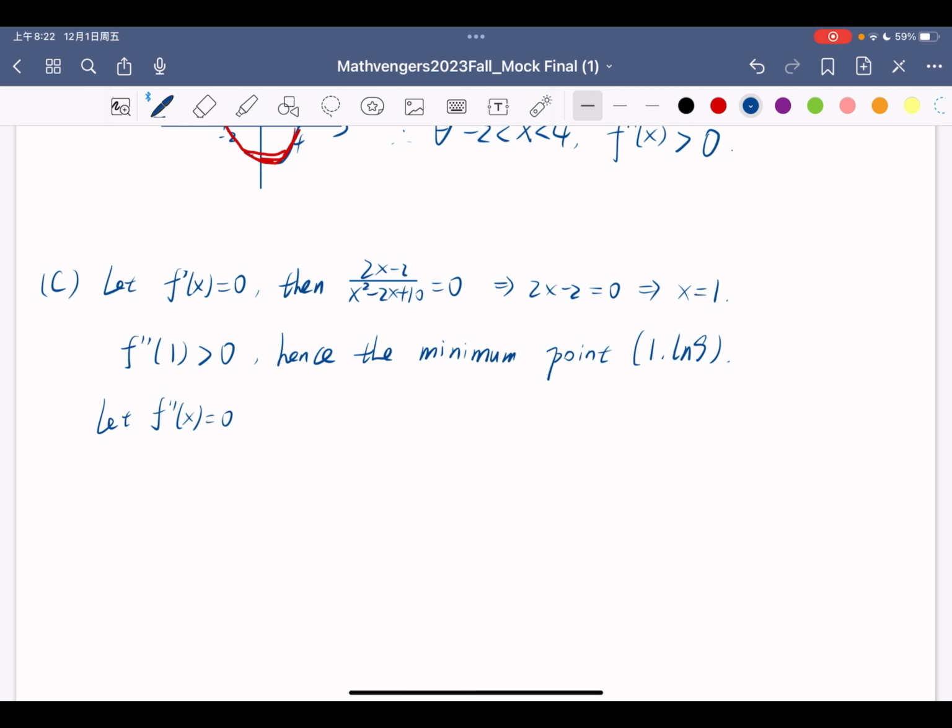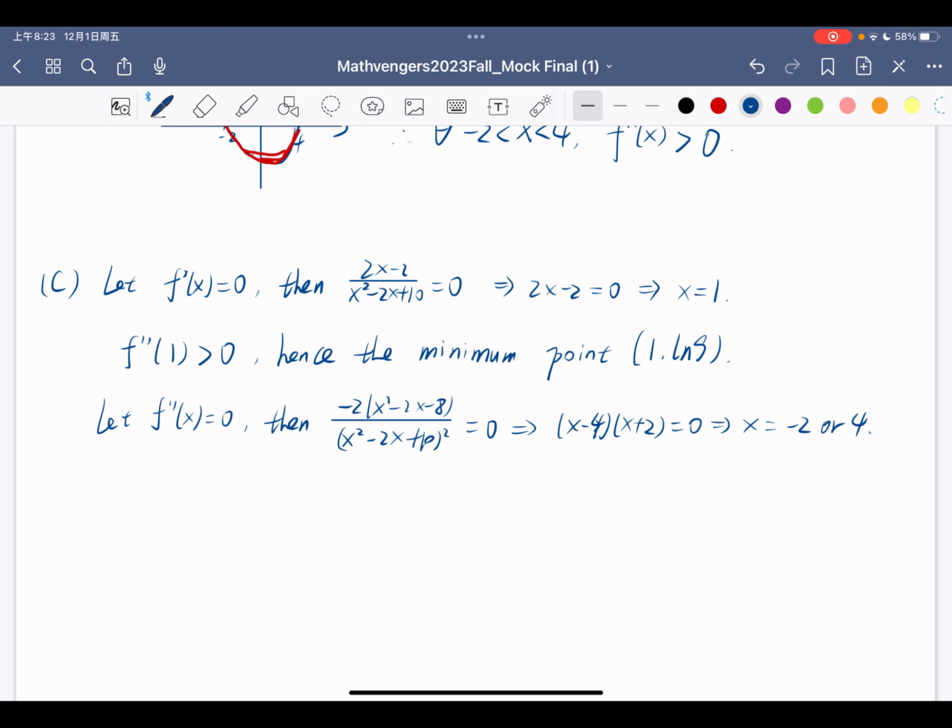For the points of inflection, we let the second derivative be equal to 0. Then we have the second derivative, minus 2x squared minus 2x minus 8 over (x squared minus 2x plus 10) squared, equal to 0. So we get (x minus 4) multiplied by (x plus 2) equal to 0. So x is equal to minus 2 or 4.